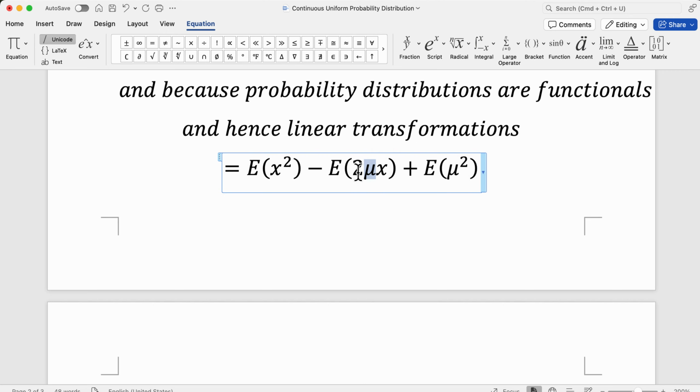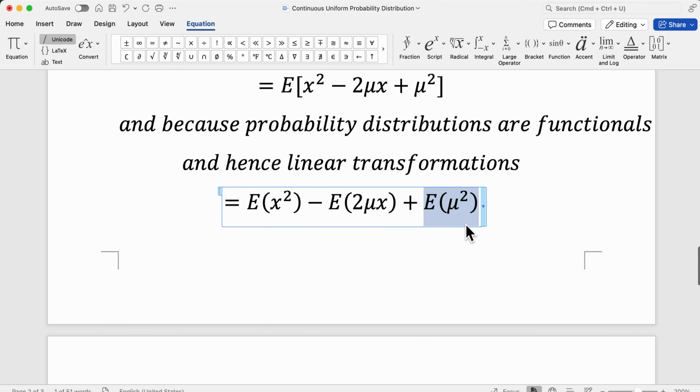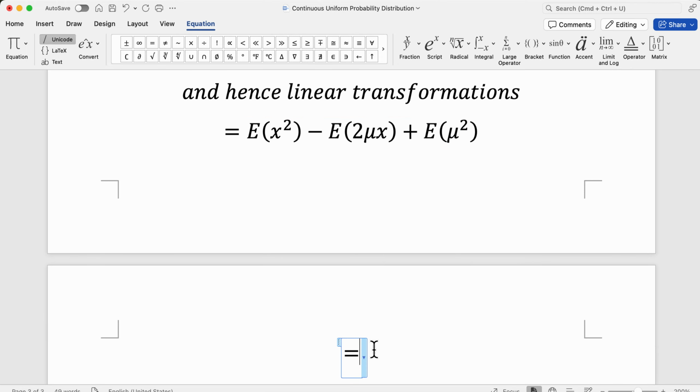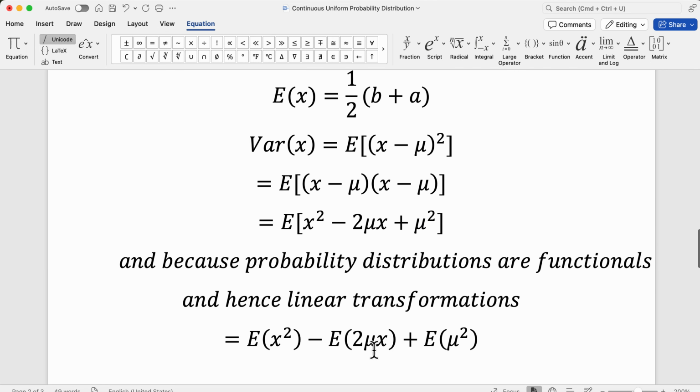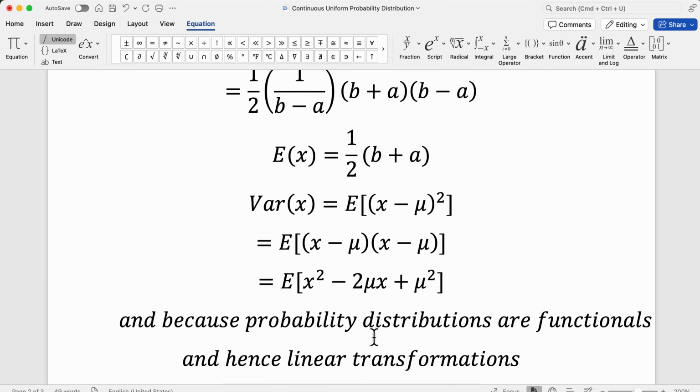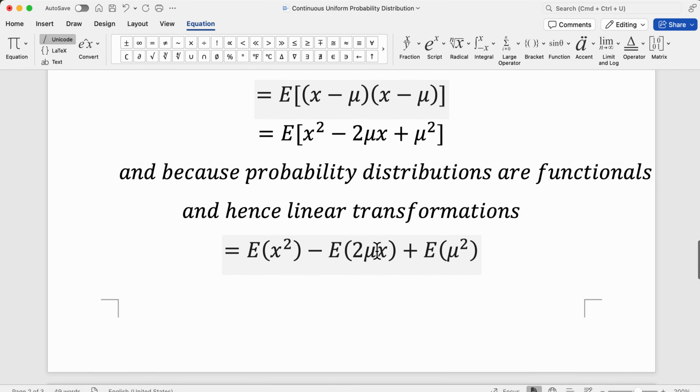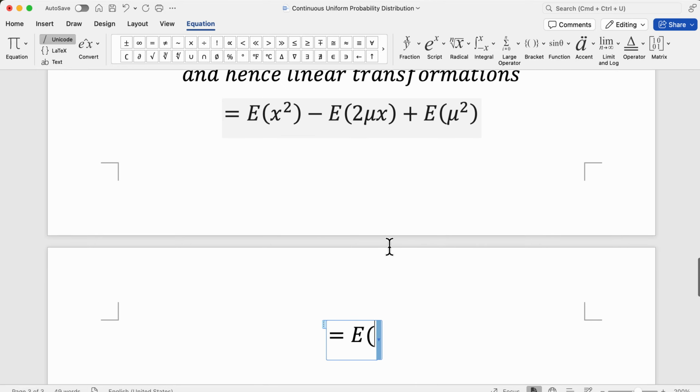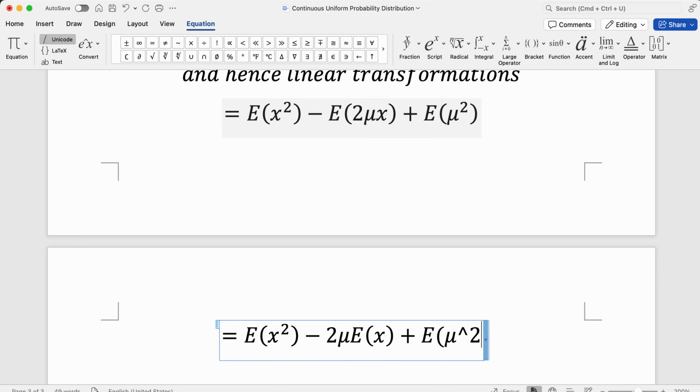But I can factor out any constants outside of here, and an expectation value of a constant is just the constant in and of itself. Wait, something smells fishy here. Let me take a look. X squared minus 2 mu x squared. Oh, okay. E of x squared minus 2 mu e of x plus e of mu squared.